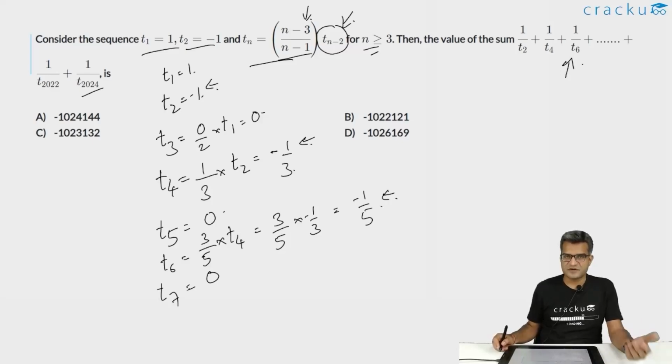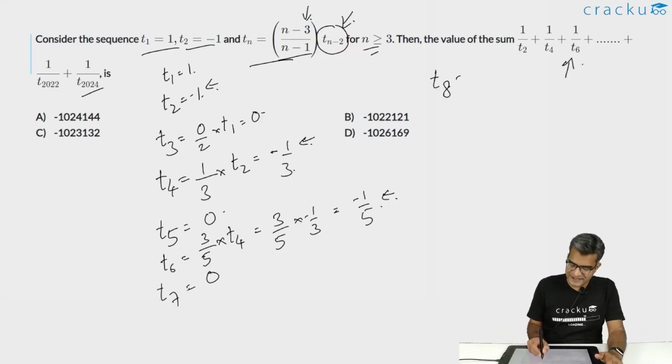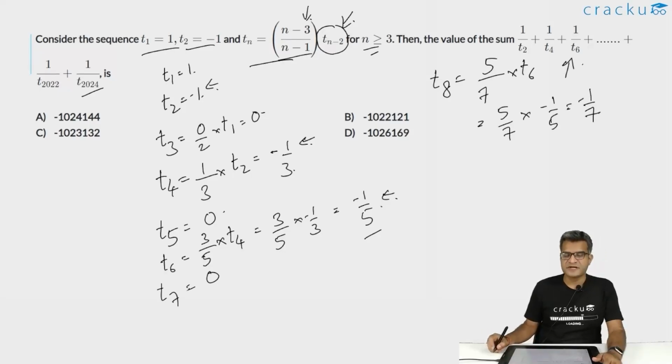So initially we had minus 1, then we had minus 1 by 3, now we have minus 1 by 5. So probably there is some sort of a pattern. Looking at T8, that will be 8 minus 3, which is 5, divided by 8 minus 1, which is 7, into T6, and T6 is minus 1 by 5. So this is equal to 5 by 7 into minus 1 by 5, which is equal to minus 1 by 7. Now you can see the pattern. T2 is minus 1, T4 is minus 1 by 3, T6 is minus 1 by 5, T8 is minus 1 by 7, and so on.